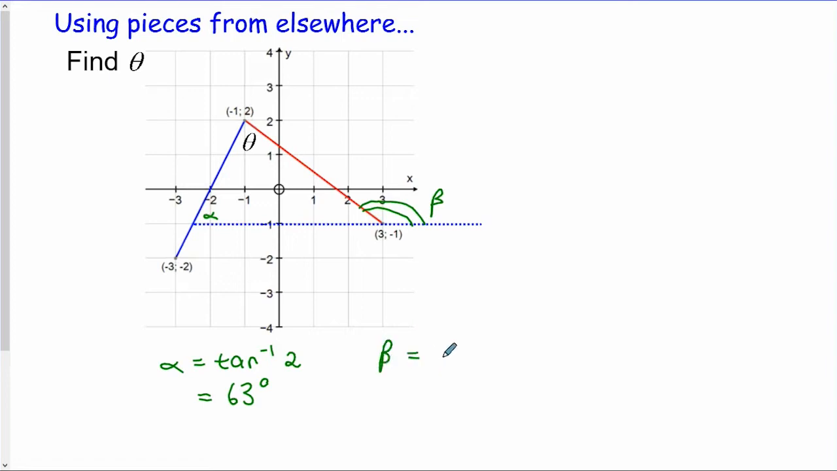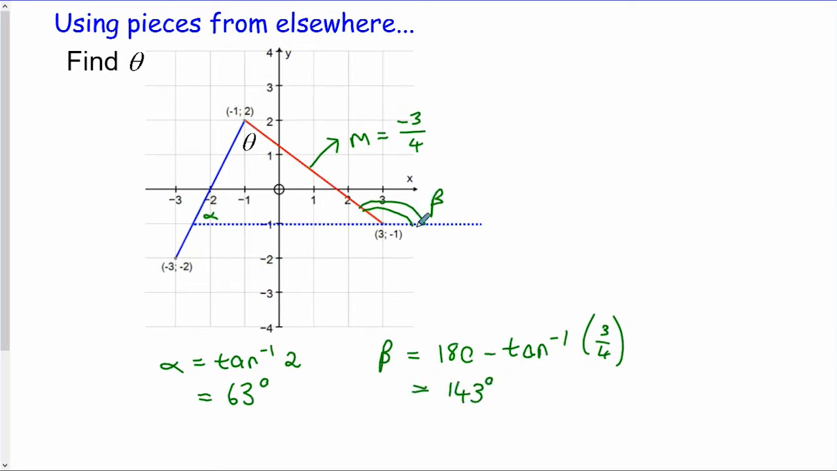Beta is going to be 180 degrees minus the undo tan. And I'm not going to put the negative value of this gradient in it. This line has a gradient that's going down 3, and it's running across 4 from negative 1 to 3. So this here will give me the size of beta, right? And I'll quickly get that for us. So we get 143 degrees.